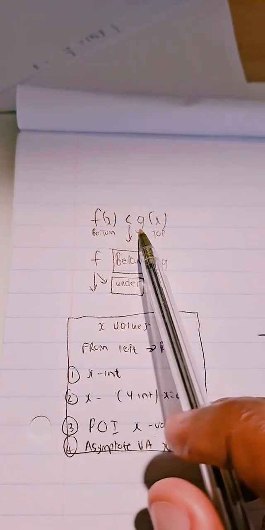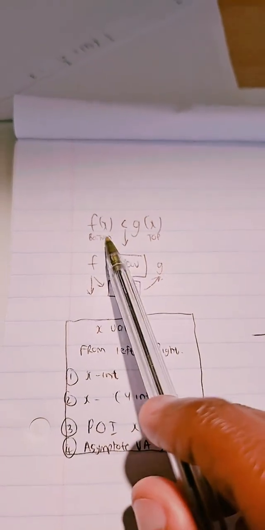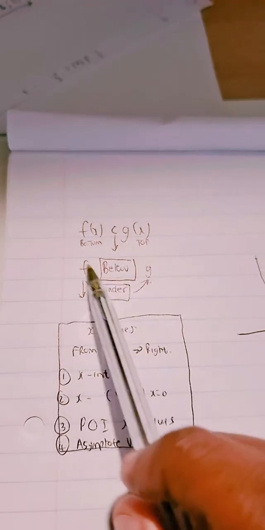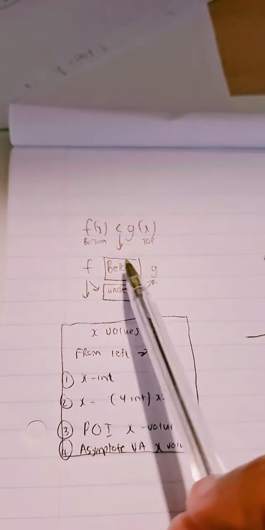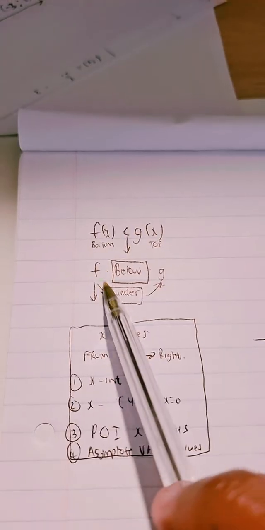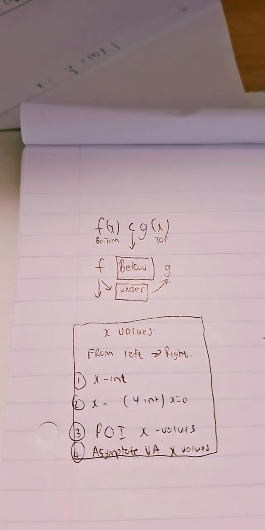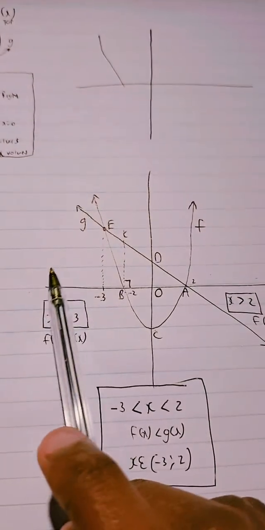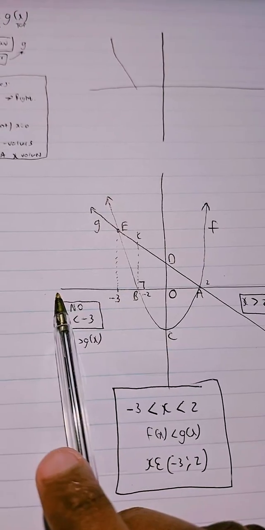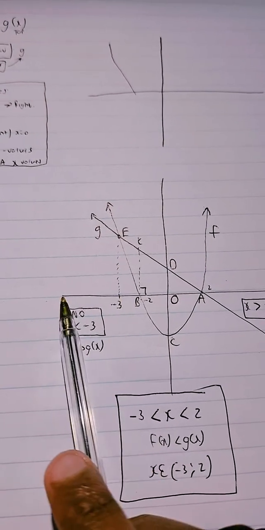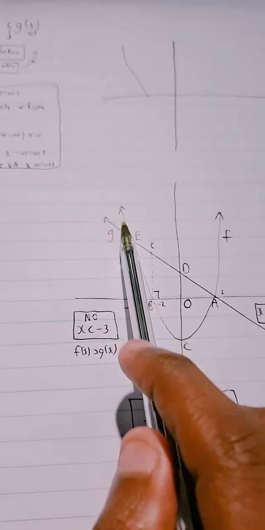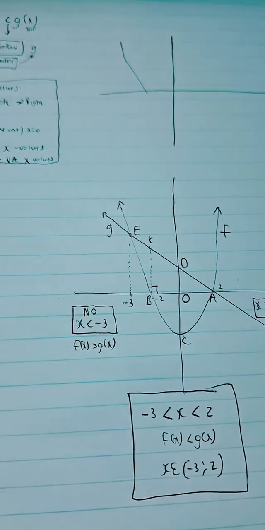We just need to first interpret what F of X less than G of X means. It means where F is below G. We are looking for places where F is below G. In other words, where F is underneath G. So we look from left to right. We first look in this interval, where X is less than negative 3. What's happening? F is above G. No answer there.